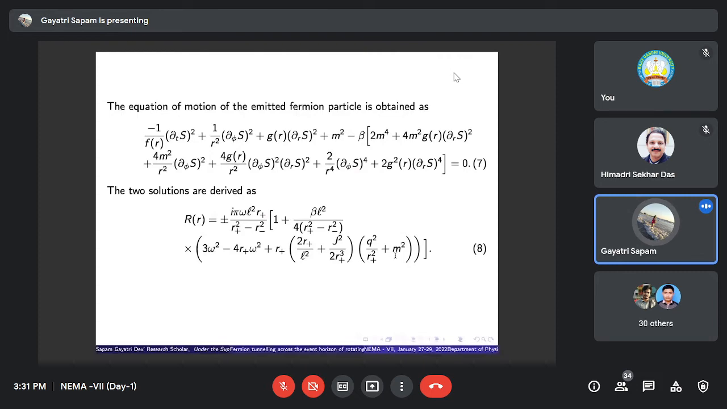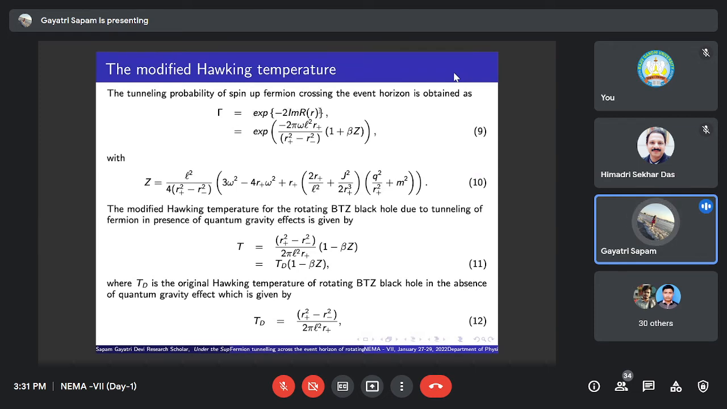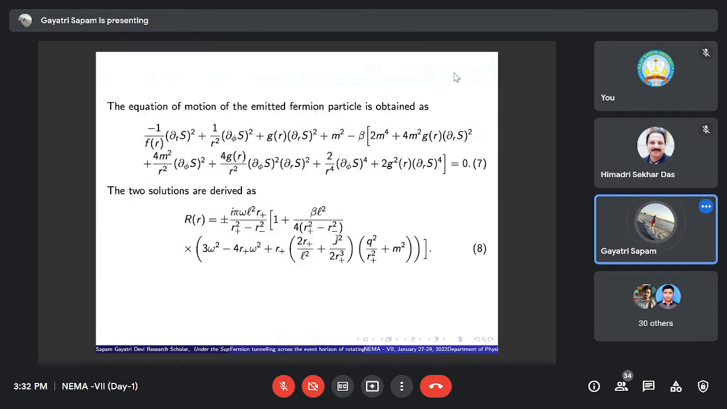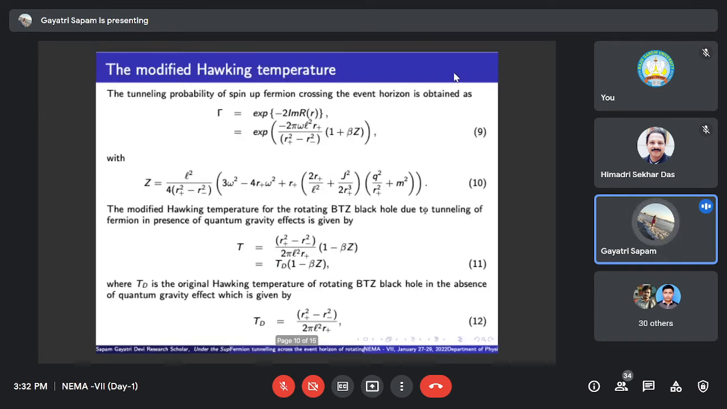From the radial part of the equation, only the imaginary part is going to be considered for finding the tunneling probability. So the imaginary part of the radial equation is used. And here there is a Z factor. This is a correction factor, because of the beta factor here. So this Z is nothing but this big term here. And from here we will compare with the Boltzmann factor of thermodynamics, and we get the temperature function here, or the final corrected temperature equation of the rotating BTZ black hole.